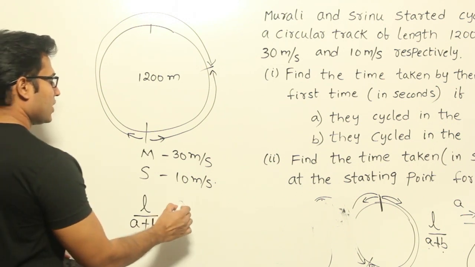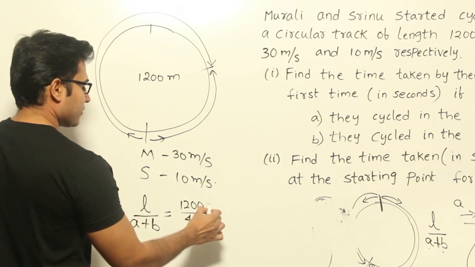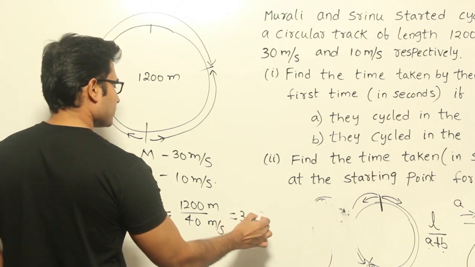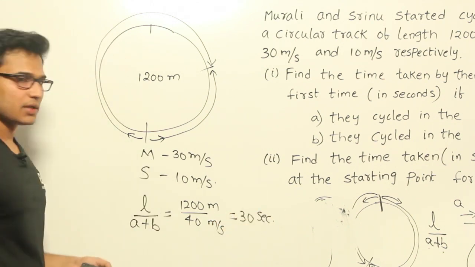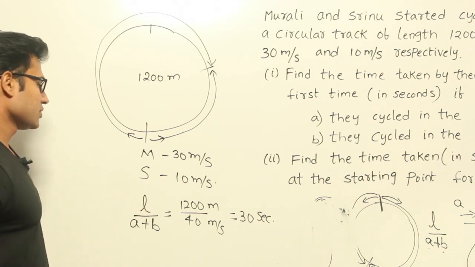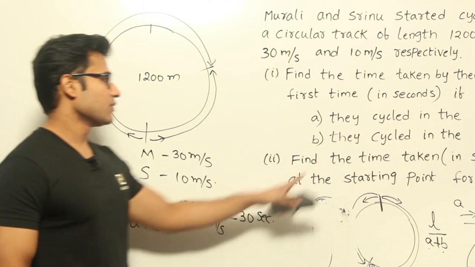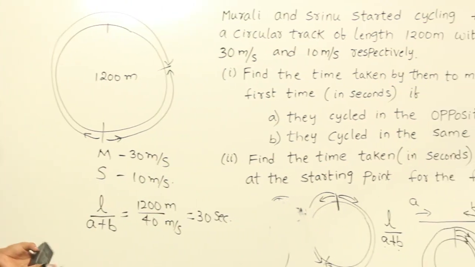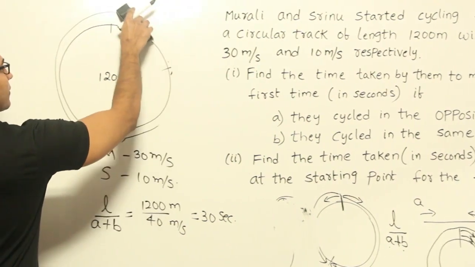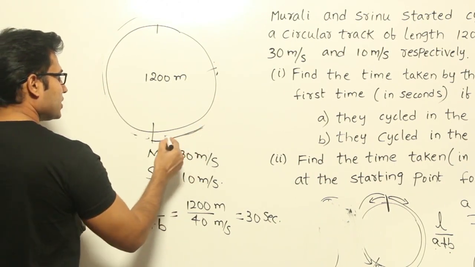Now what is this? 1200 meters divided by A plus B, which means 40 meters per second. So this is going to be 30 seconds. Got it? So 30 seconds is the time required for them to meet when they are moving in the opposite direction. Now if they cycled in the same direction, then when are they going to meet for the first time, right? If they are moving in the same direction, what does it mean? It means that both of them are actually going in the same direction.